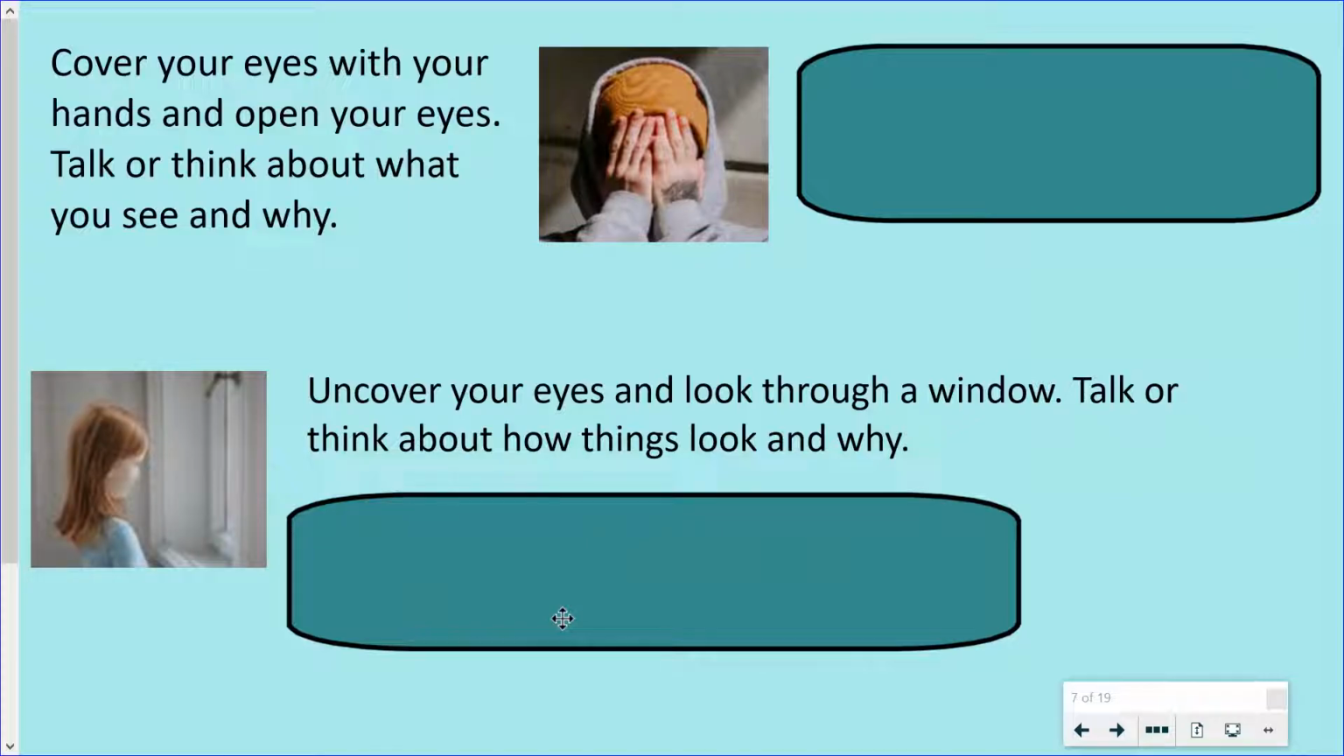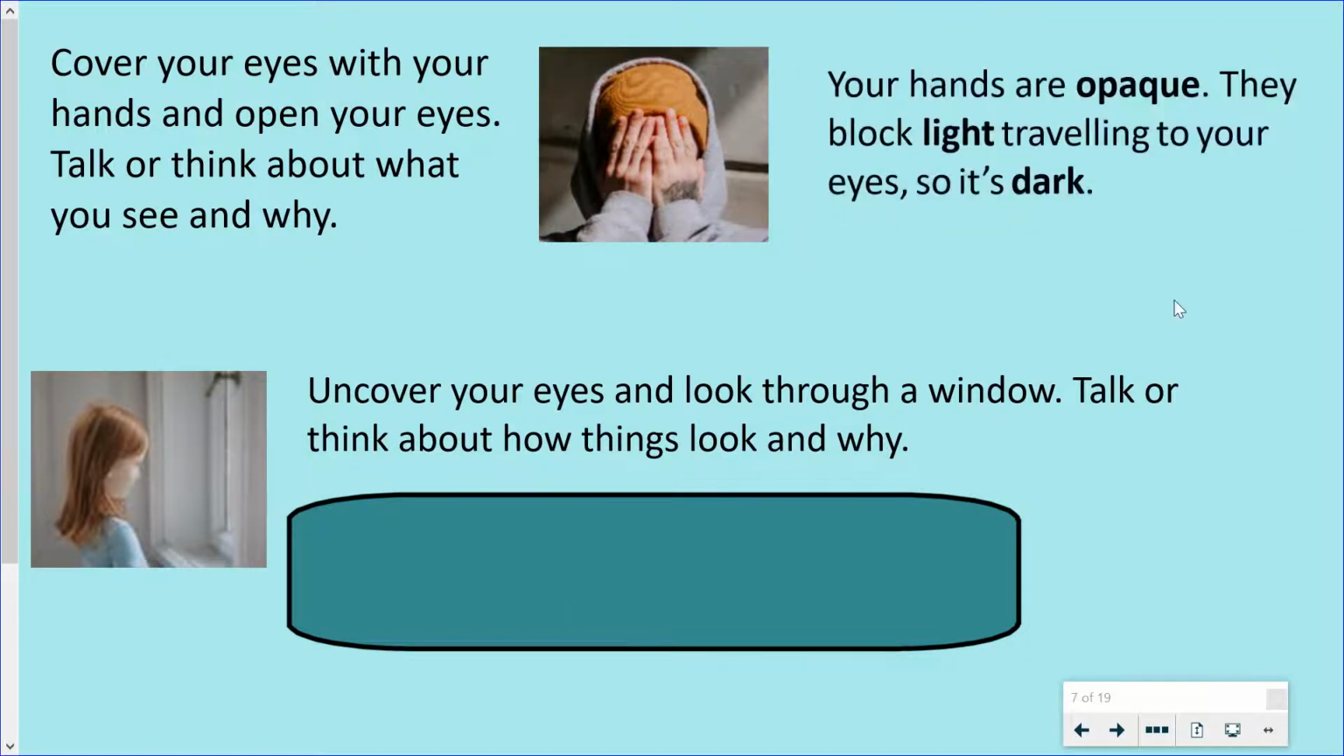Okay, can you please cover your eyes with your hands and then after about 10 seconds, 30 seconds, open your eyes. And I want you to talk to, if you're working with an adult or on your own, think about what you see and why. So you may have thought that your hands are opaque. They block light travelling to your eyes, so that is why it's dark.